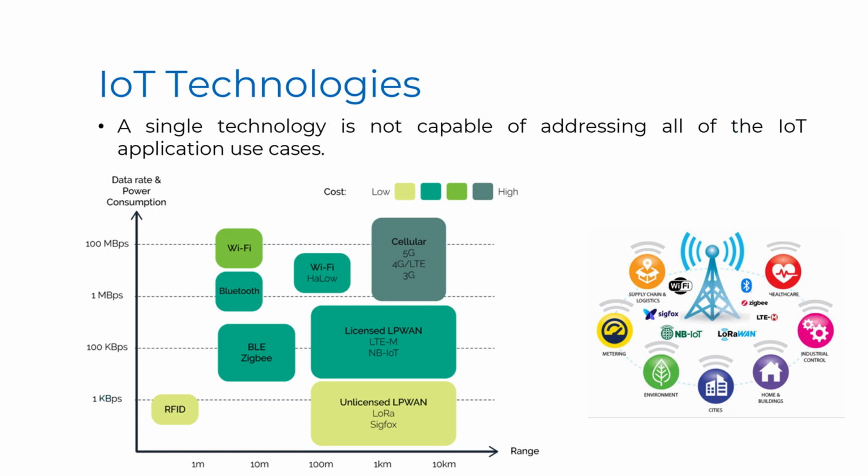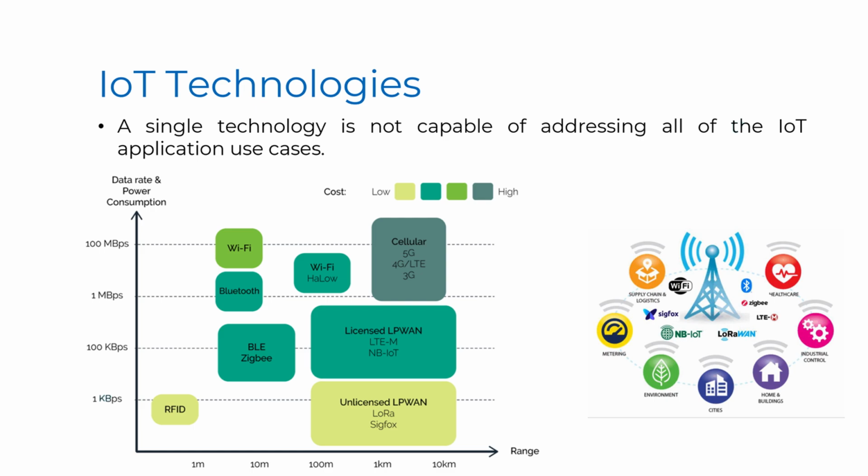To address all of these IoT applications, a single technology is not sufficient. So currently there are several IoT technologies used for these kinds of applications. Here this table shows some of the IoT technologies that are currently used. Here the x-axis represents the coverage range, and the y-axis represents the data rate and power consumption of each of these IoT technologies. Here in the lower left corner we have RFID, that is radio frequency identification.